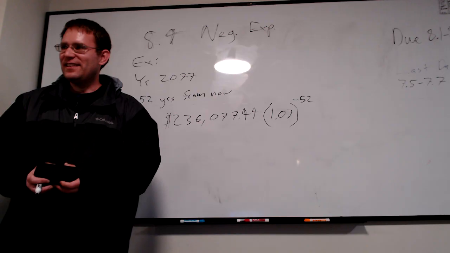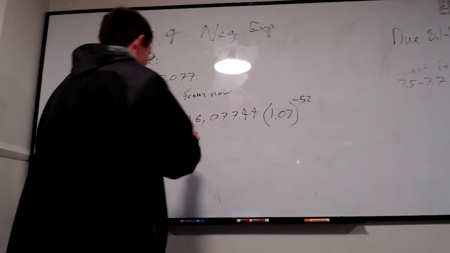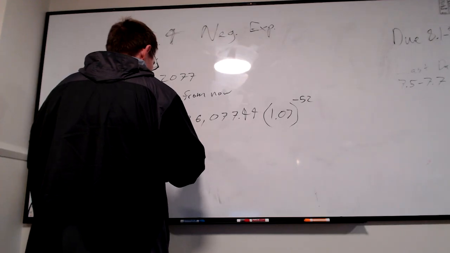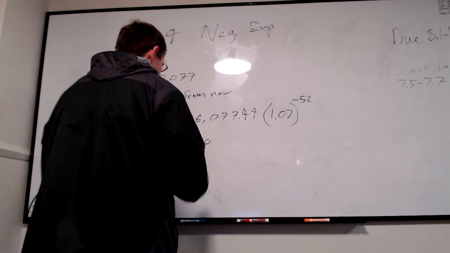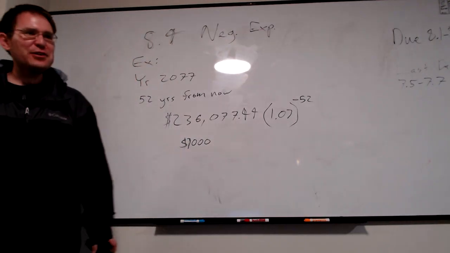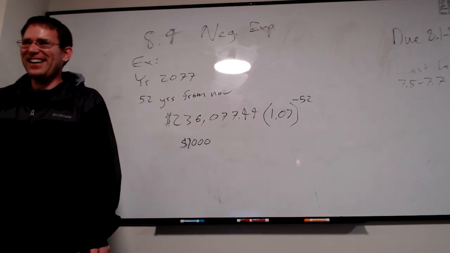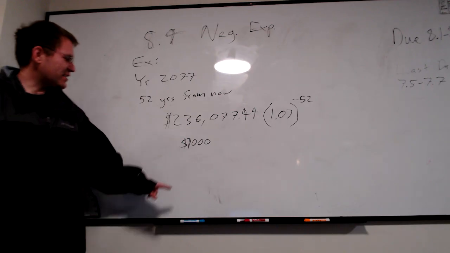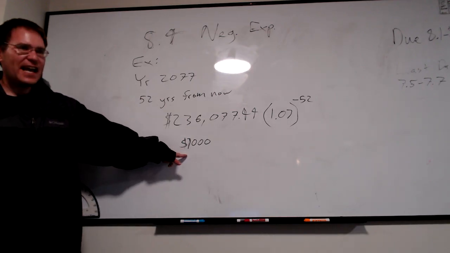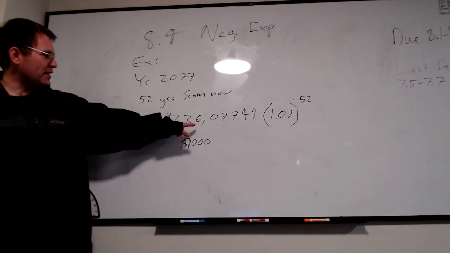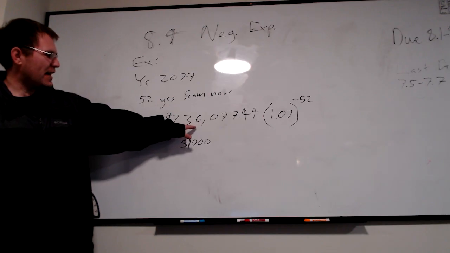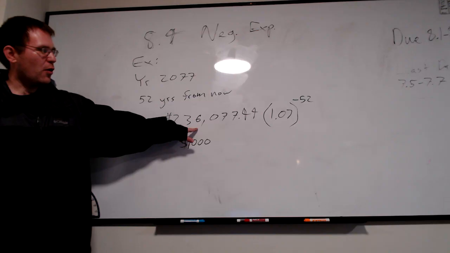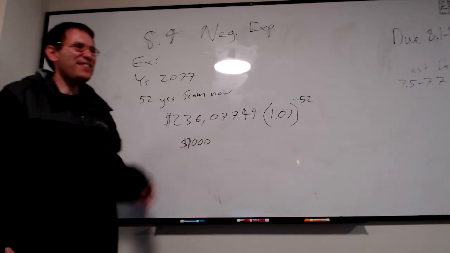Around 7,000. Yep, 7,000 is correct. So this is 7,000, which just so happens to be the maximum amount you can put into a Roth IRA in 2025. So if you invest 7,000 today, in 52 years you'll be able to buy $236,000 worth of goods, hopefully, if everything works right.